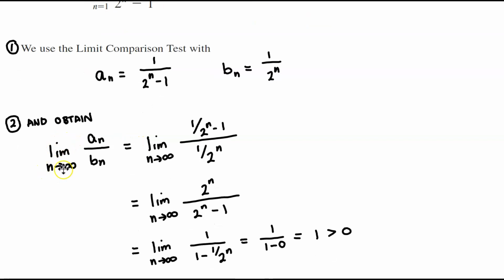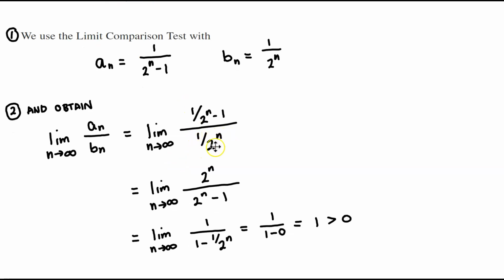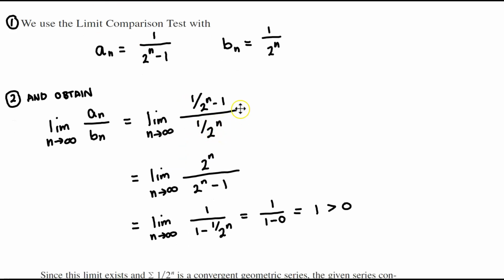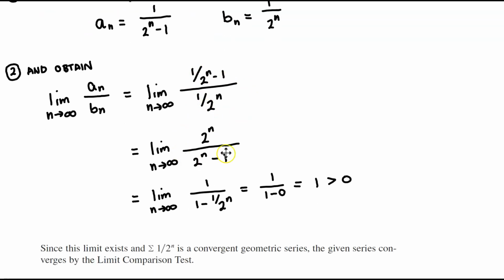We're going to take the limit as n approaches infinity of a subscript n divided by b subscript n, which is going to equal the limit as n approaches infinity of 1 over 2 to the n minus 1 divided by 1 over 2 to the n. Now, rewriting this would be 2 to the n divided by 2 to the n minus 1. And now if we divide the numerator and denominator by 2 to the n, then we would take the limit as n approaches infinity of 1 divided by 1 minus 1 over 2 to the n, which is equal to 1 over 1 minus 0, which is equal to 1, and 1 is greater than 0.